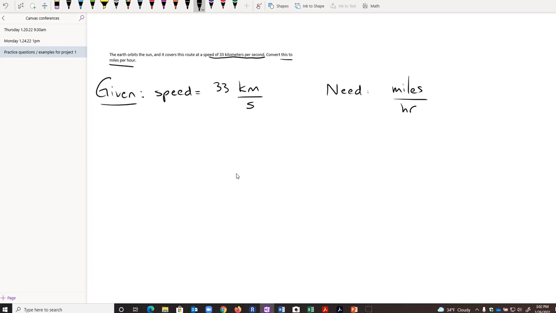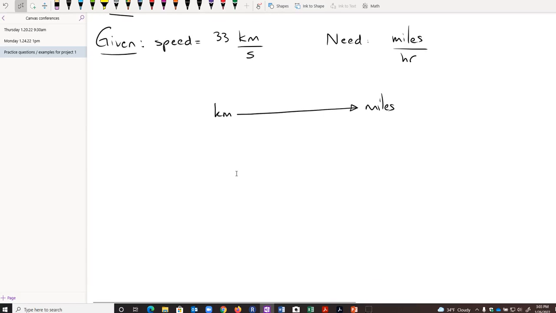All right, so if we chart our conversions here, just like we did in the previous example, we want to go from kilometers to miles. And we actually did this in the previous question. We can use our relationship between kilometers and miles, which you can look up. So 1 kilometer equals 0.621 miles. So we can use that equality as our conversion factor.